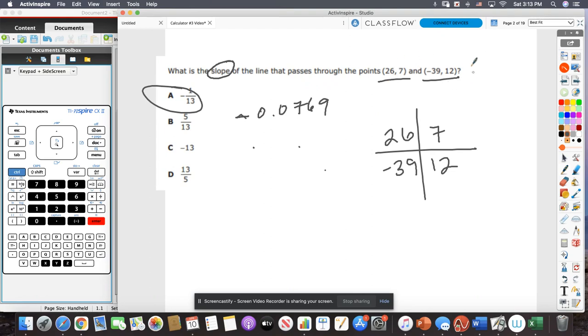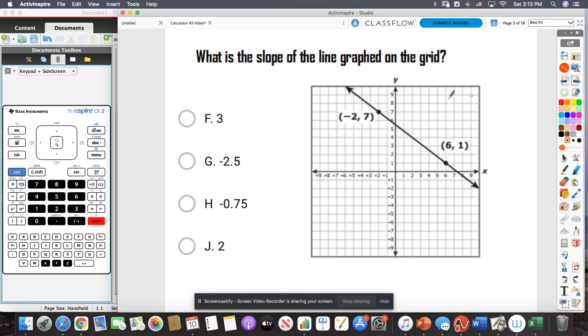So first of all, they can give you a set of points asking for the slope. Next, they can give you a line and they give you 2 points on that line. Now, they also could not give you these 2 points, and then you have to find the 2 points. And again, it's asking for slope.